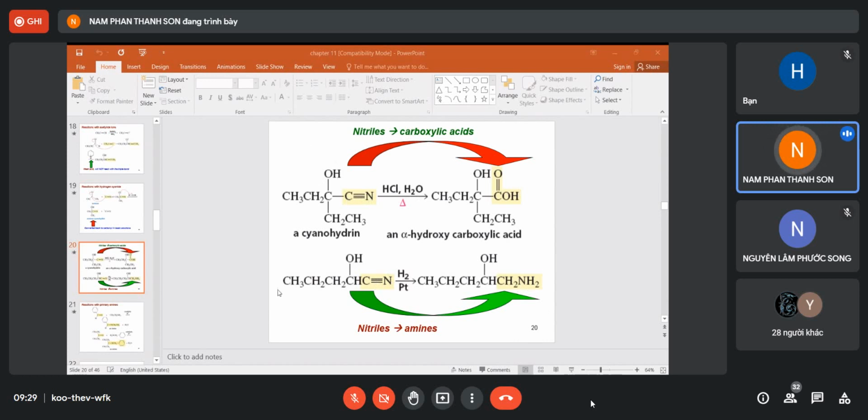So everyone take note of these two reactions. Take note carefully. Take a note here. Okay, you will see these two reactions in your final exam.